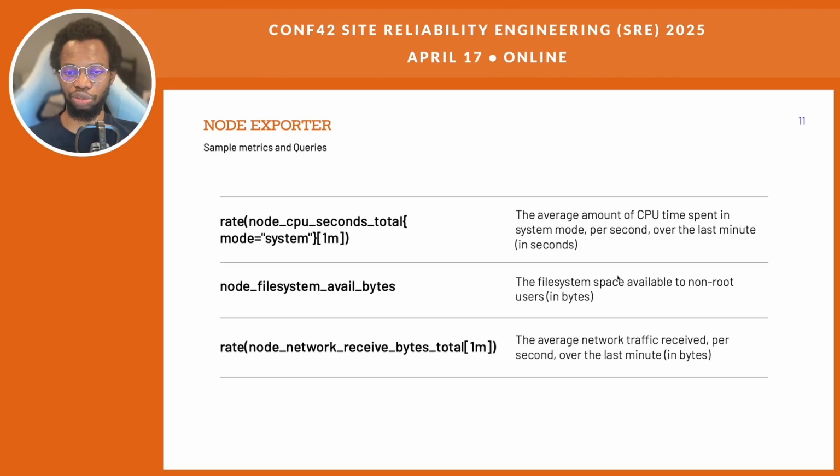These are samples of some of the metrics that are available. As you can see, node_cpu_seconds_total, the file system available in bytes, and then the number of network requests in bytes that have been received, as well as the average network traffic in bytes over the last minute. So those are examples of the metrics, and then some of the queries, where you can see using rates to get averages over a period of time. So this is what a Prometheus query looks like as well.